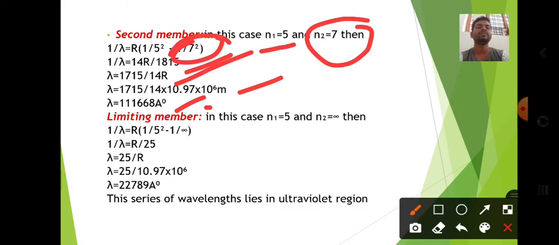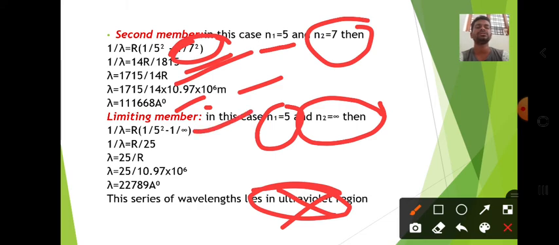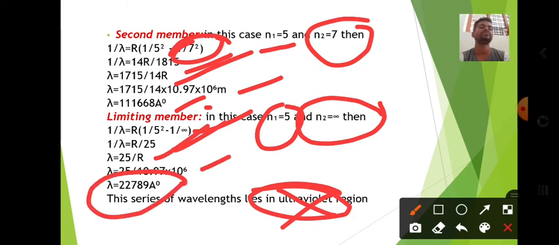Okay. And for the limiting member, what do we have to do? n1 is fixed, n2 is infinity, only then it is called the limiting member. It is not ultraviolet. So by simplifying, substituting these values, we get the wavelength value as this much only. Okay.